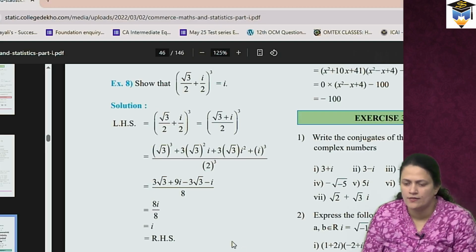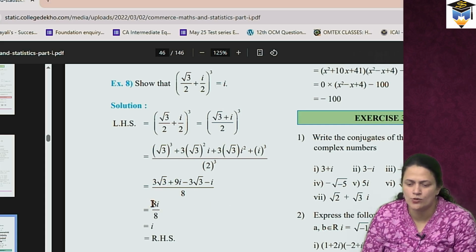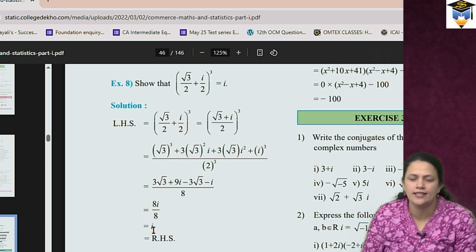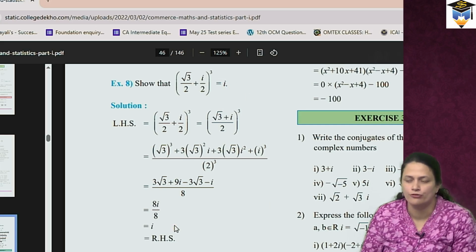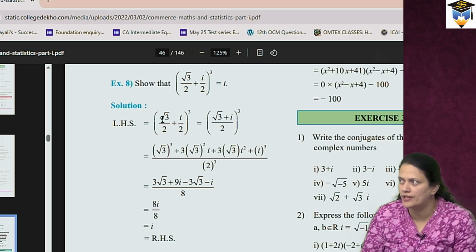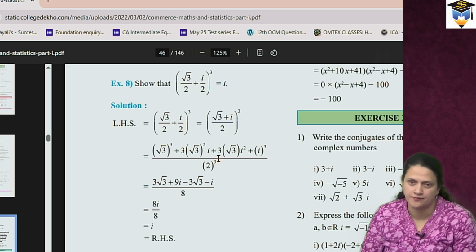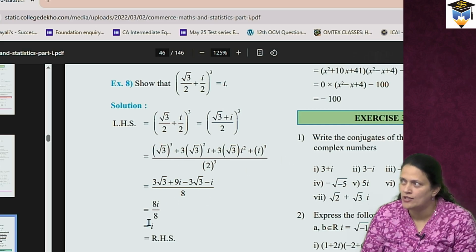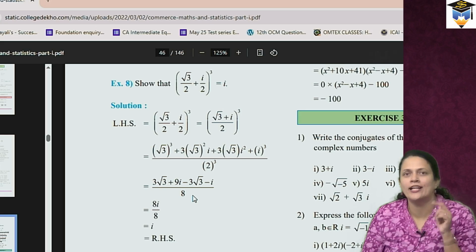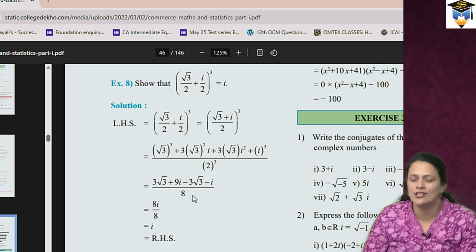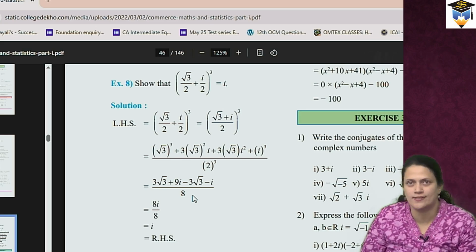Okay. So this is the part, as you can see. So 8i upon 8 is nothing but i. So LHS is equal to RHS, that we have proved. I hope everybody has understood example number 8. I just showed you the numerator part by using the formula. So that comes to be 8i, and denominator part is 8. So 8 and 8 will get cut and the value will be just i, which is nothing but RHS.